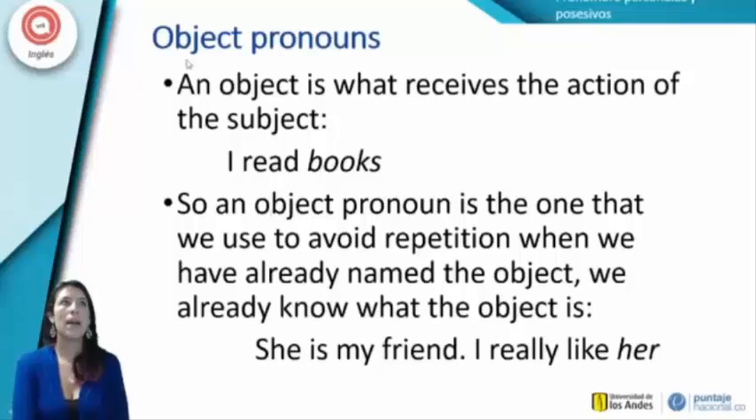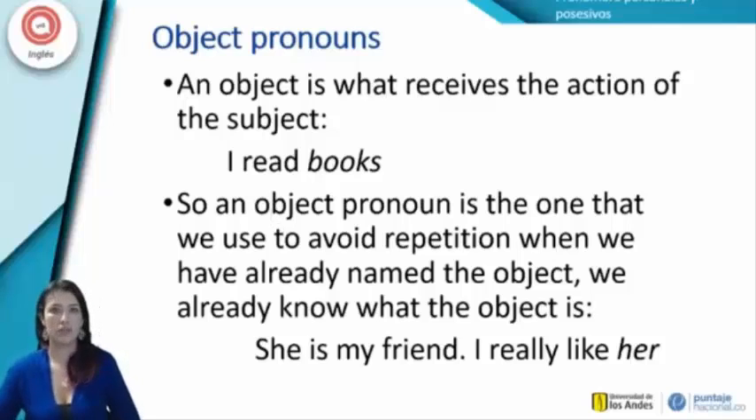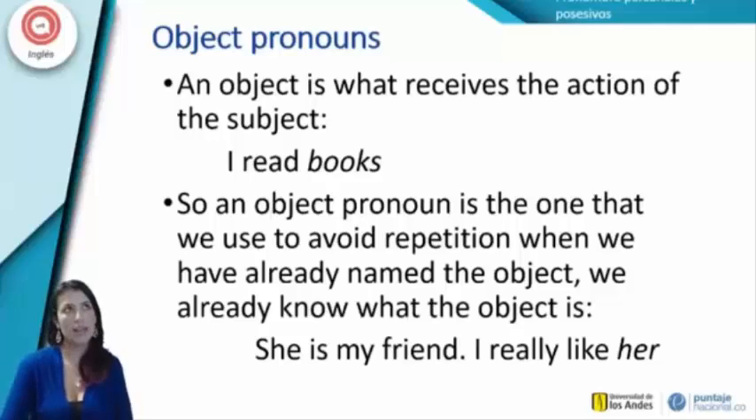So we use the object pronouns to talk about an object that receives the action, and not to use repetition. Vamos a utilizar el object pronoun para no repetir el nombre. Todo el tiempo hablar de María, María, María, Ángela, Ángela, Ángela. Como Ángela es mi amiga, Ángela comió conmigo. Entonces, para no repetir el nombre Ángela tantas veces, utilizamos her.